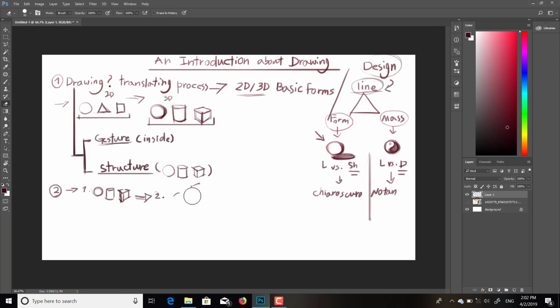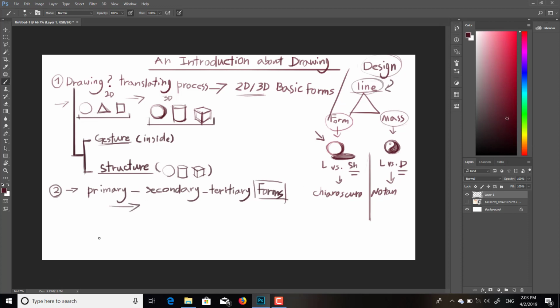So that's it, and let's talk about primary, secondary, and tertiary forms. You have to keep this procedure, and on the other hand, I've talked about whole and parts, a rule, an important rule.